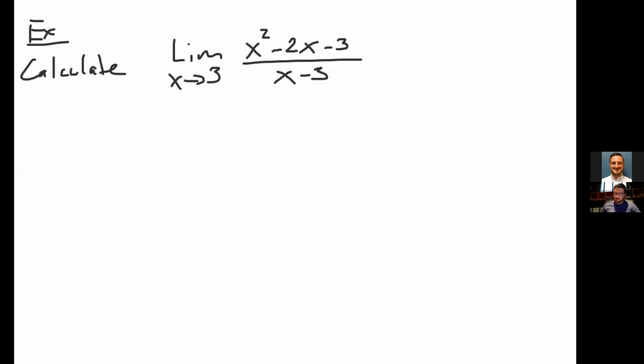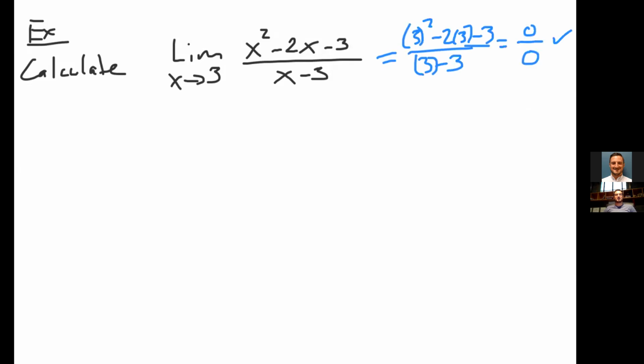So if I plugged in 3 blindly into this, which was kind of our go-to for all of our limits, this would be 3 squared minus 2 times 3 minus 3 all over 3 minus 3, which will end up giving me a 0 over 0. So this is my cue before that I could factor it, which you could.